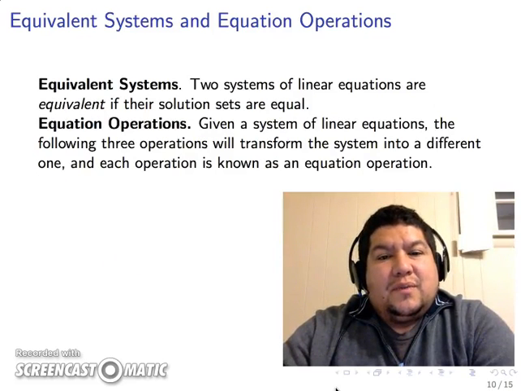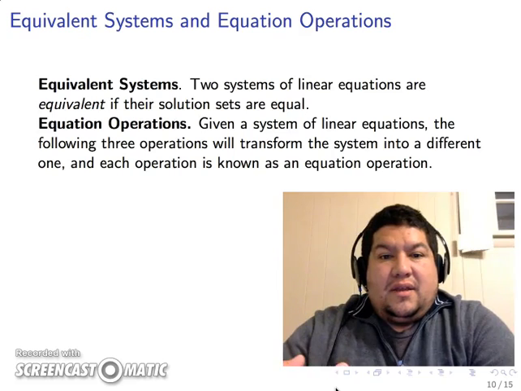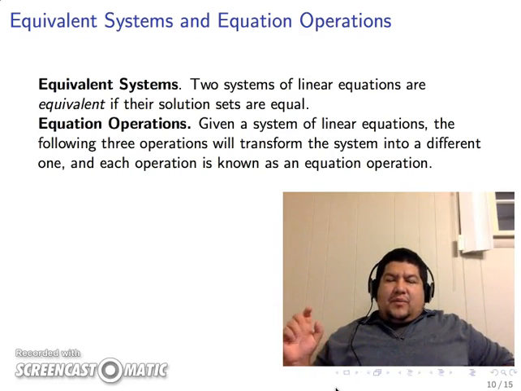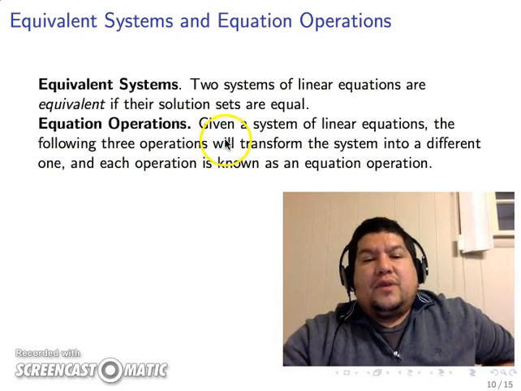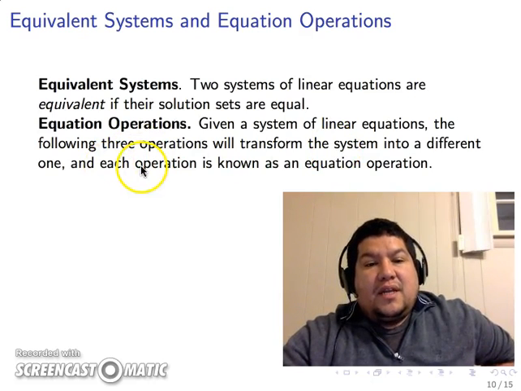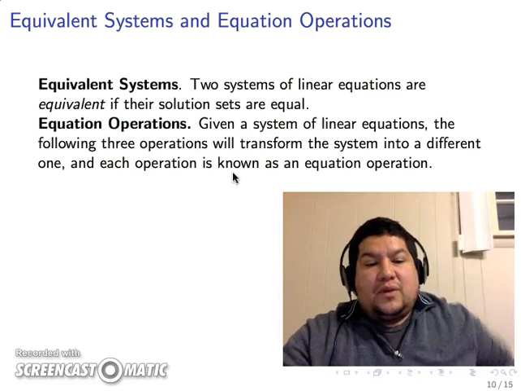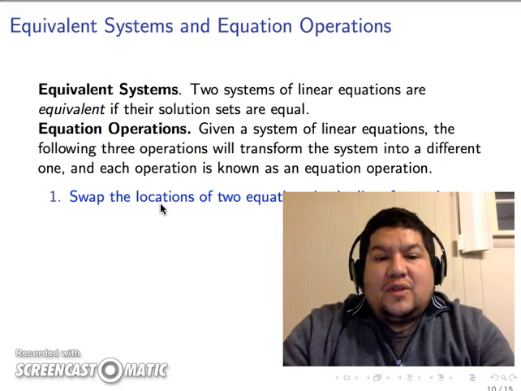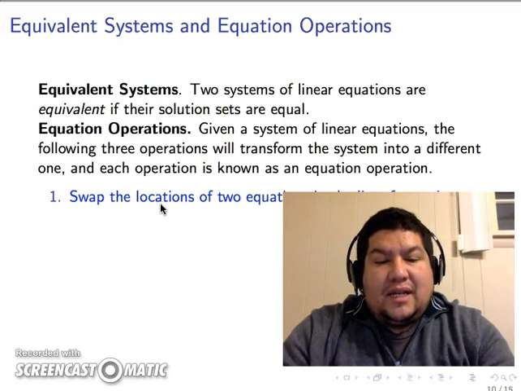So we're going to say that two systems of linear equations are equivalent if their solution sets are equal. And then we're going to bring a definition of equation operations. The equation operations have to do with applying, you will see, relatively simple operations to each of the equations in the linear system. And so given a linear system of equations, the following three operations will transform the system into a different one, and each operation is known as an equation operation. So what are these so-called equation operations? One of them is swapping locations of two equations in the list of equations.